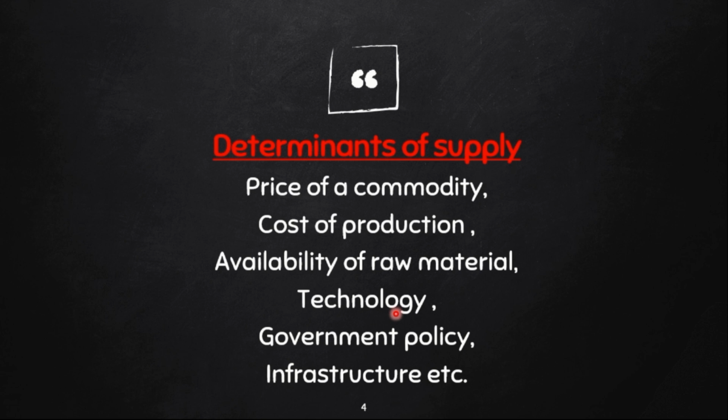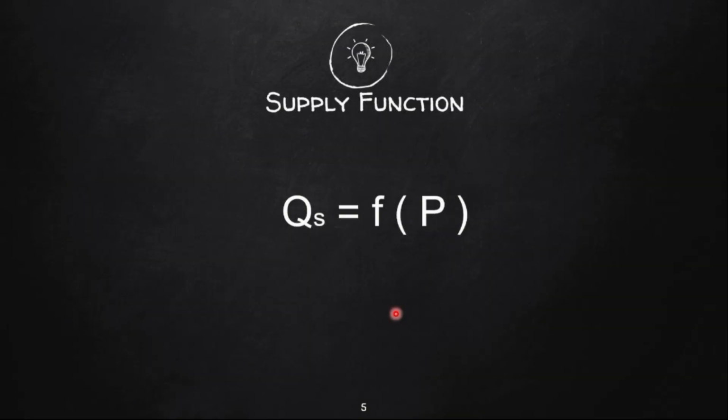The relationship between supply and its determinants is explained by the supply function, and it is expressed as quantity supplied is a function of price. Here we have Qs = f(P), where Qs is the quantity supplied and P is the price of the product. There is a positive and direct relationship between price and quantity supplied. This relationship is expressed by the law of supply.